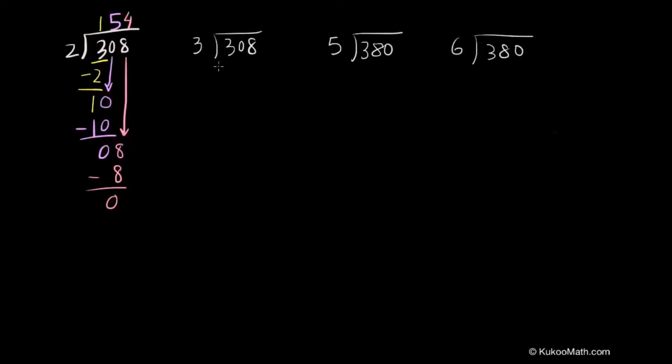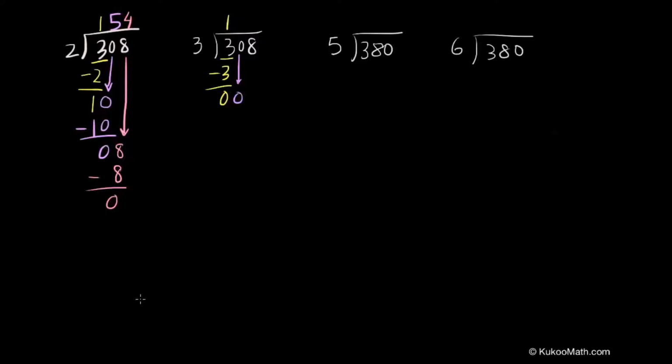Now let's move on to the next problem. 308 divided by 3. Again, our first step is to just consider the first digit. How many times can 3 go into 3? Once, and it fits perfectly too. So now we do 3 times 1 is 3, and we subtract and we get 0. Now our next step is to bring down the next digit. So we're going to bring down this 0, and we get 0.